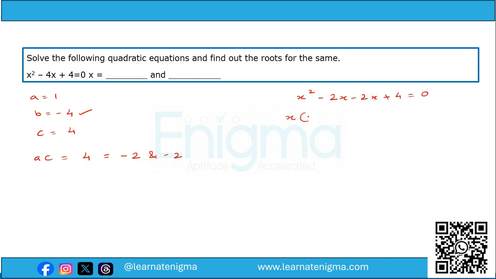So x into x minus 2, minus 2 into x minus 2 is equal to 0. So you will get that x minus 2 whole square is equal to 0. So therefore x is equal to 2. So that's your root.